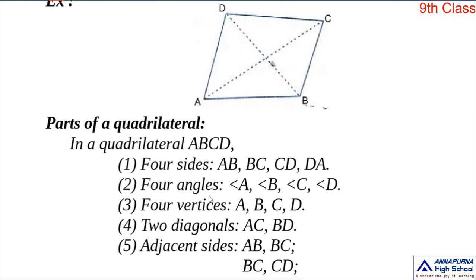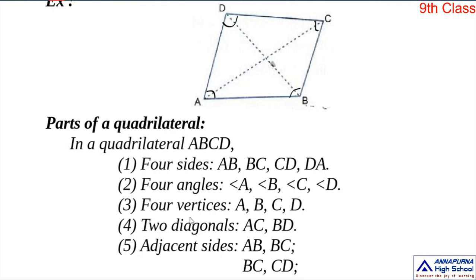Second one, four angles. See the figure, this is angle A, this is angle B, this is angle C, this is angle D. How many angles are there in a quadrilateral ABCD? There are four angles: angle A, angle B, angle C, angle D.